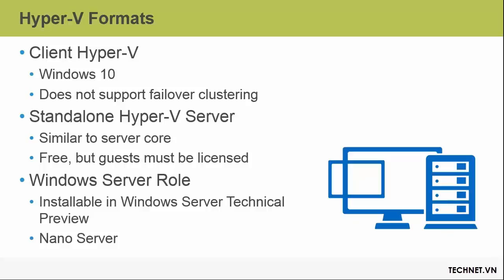We could also install the Windows Server role for Hyper-V on a server that already exists. This is installable in the Windows Server Technical Preview code. We could also install Nano Server, which is designed as a very small, lightweight server operating system that's optimized for cloud use for applications as well as running virtual machines.